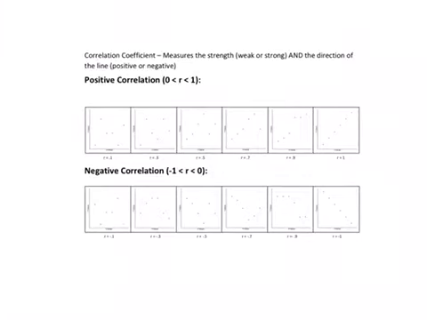This side is the only place where we're going to write something. Correlation coefficient measures the strength and the direction of the line. So strength being weak or strong and the direction being positive or negative.